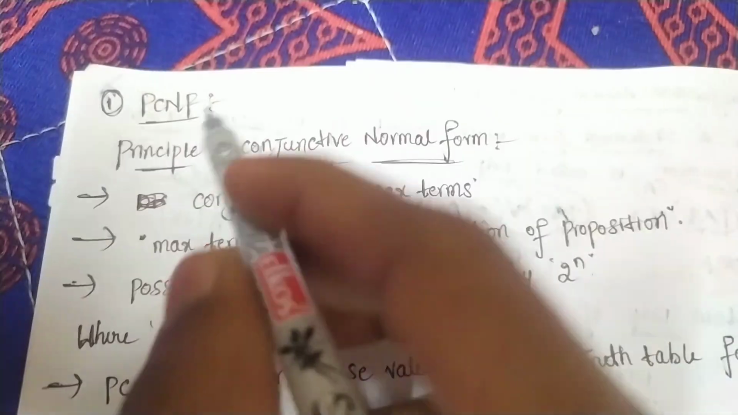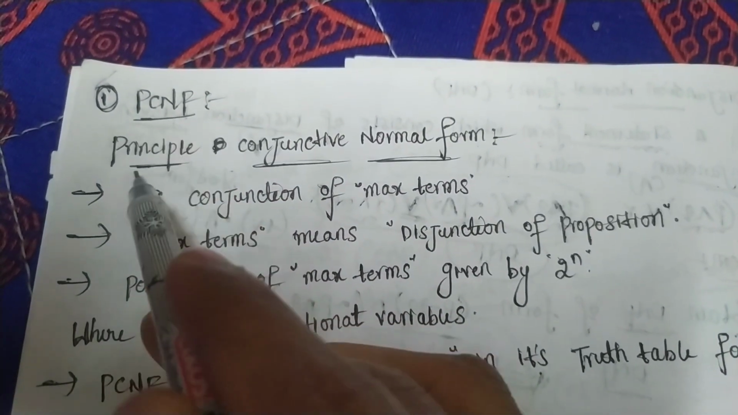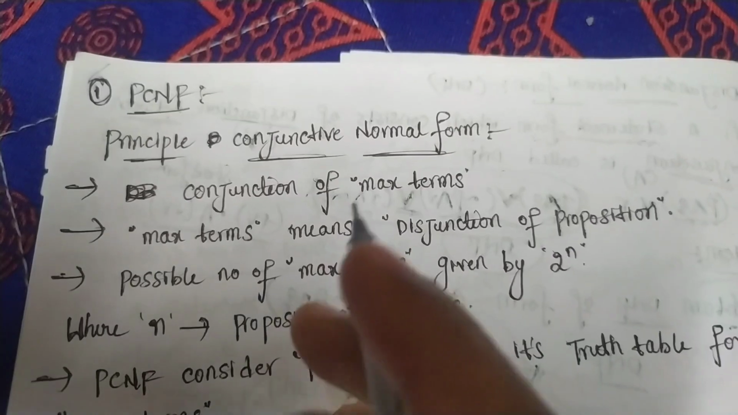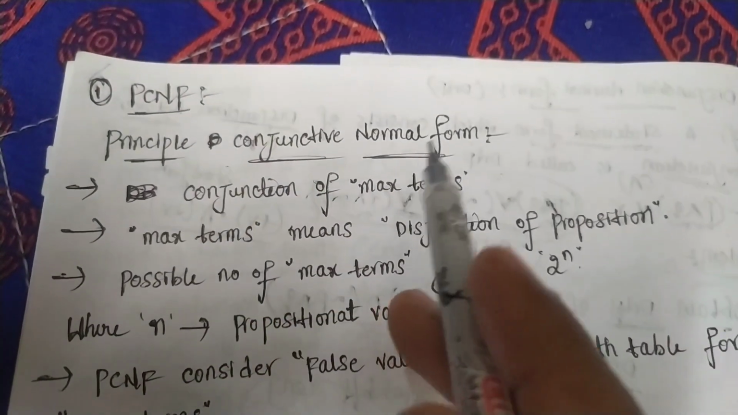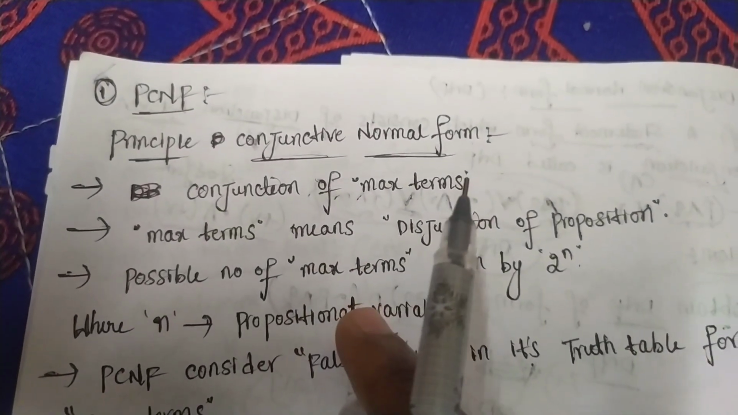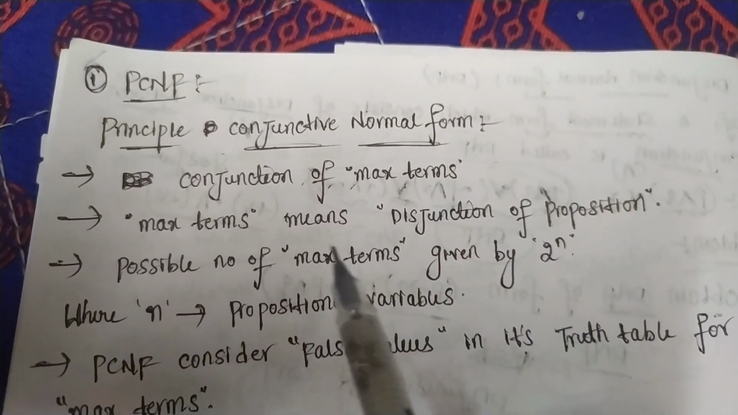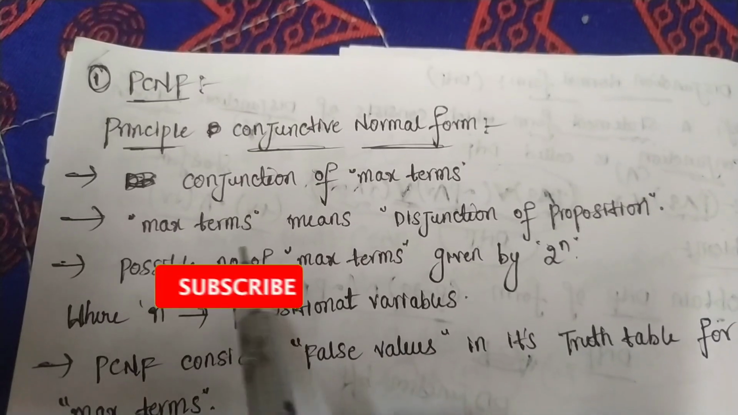Today we discuss PCNF. Here PCNF means principal conjunctive normal form. Some of the key points we have to know about principal conjunctive normal form are the points by which we can solve the problem and find out the PCNF values for the given problem.